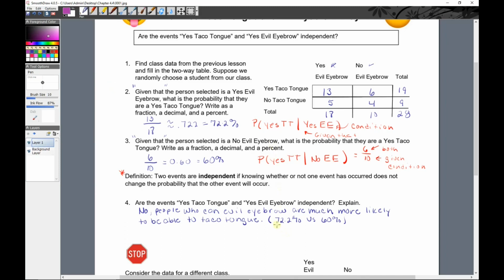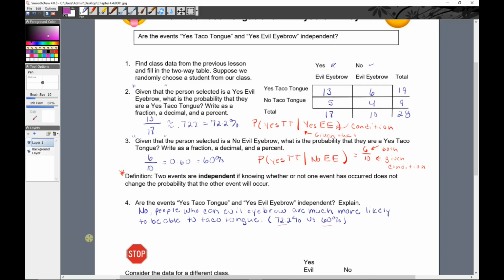Had these two percentages been the same, then if somebody had come in and said, yes, I can taco tongue, you would not be able to say, well, then they're probably more likely to be evil eyebrow also, because you wouldn't have any leaning in one way or another. I don't know if I explained that super well, but that's independence. When proportions are the same, things are independent because you cannot tell them apart based on the other variable.